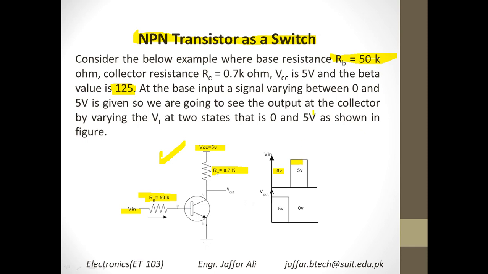If you vary this input, you see that the output varies between two states, 0 and 5 volts, as shown in the figure. If you give 0 volt of input, you get a 5 volt output, and if you give the 5 volt input, you get 0 output. So this is working as a switch. If you give 0 voltage, the switch is off, and when you give 5 volts, the switch is turned on. So let's see what this asks us.